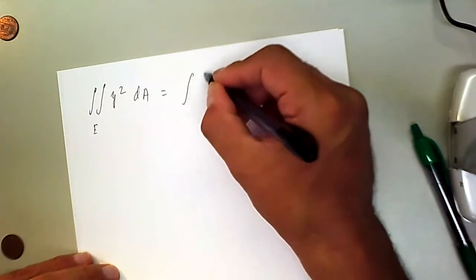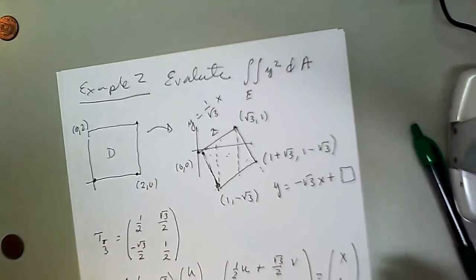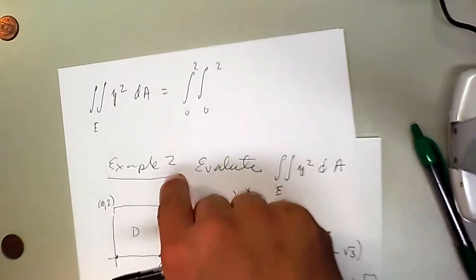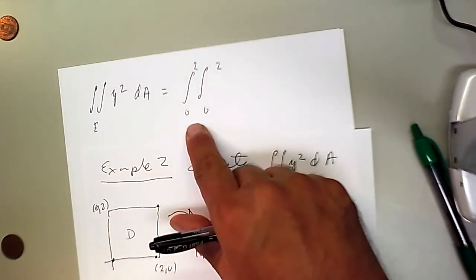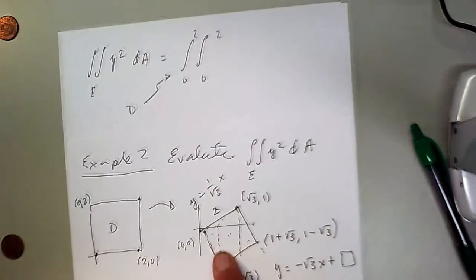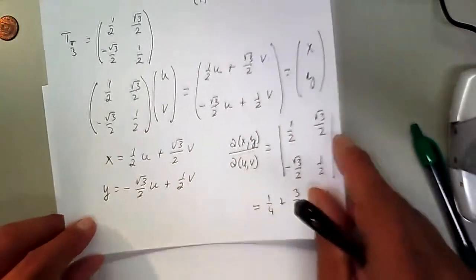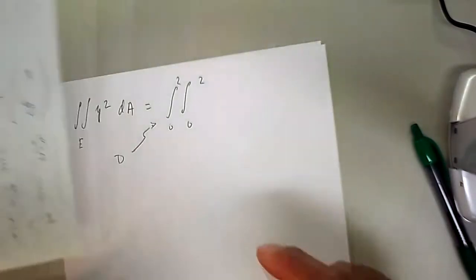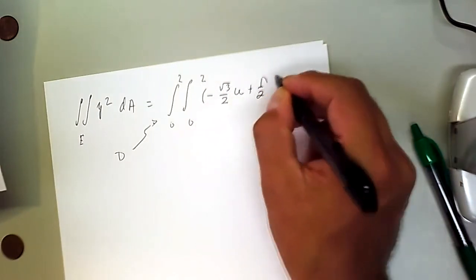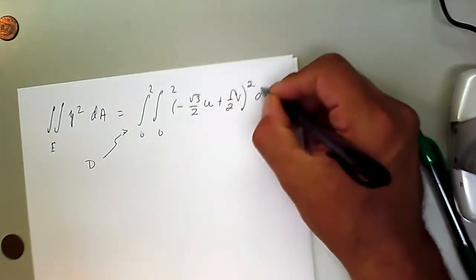Instead, we're going to go from 0 to 2 and 0 to 2 on here. We're going to integrate not on E, we're going to integrate on D instead. So that corresponds to D, which is this square. And we've got to be careful, we're integrating y squared. Y is negative square root of 3/2 u plus 1/2 v, close parenthesis, squared. So that is y squared with respect to u and v.